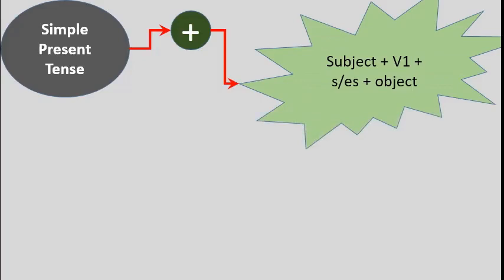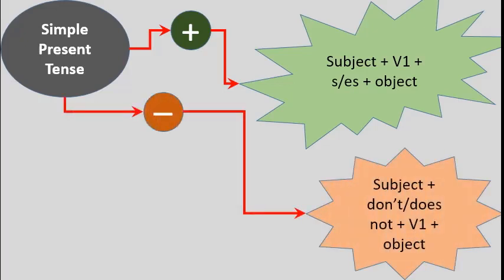Let's see the structure of simple present tense, when we will use it in positive, negative or interrogative sentences. In positive sentence, the structure will be subject plus first form of the verb plus s or es plus object. For example, she goes to school. In negative sentence, the structure will be subject plus do not or does not plus first form of the verb plus object. For example, she does not go to school.